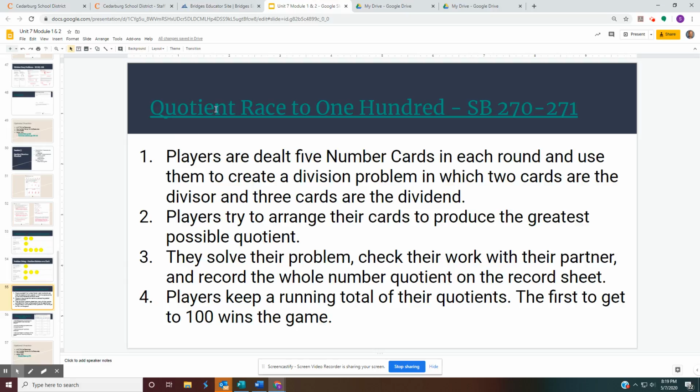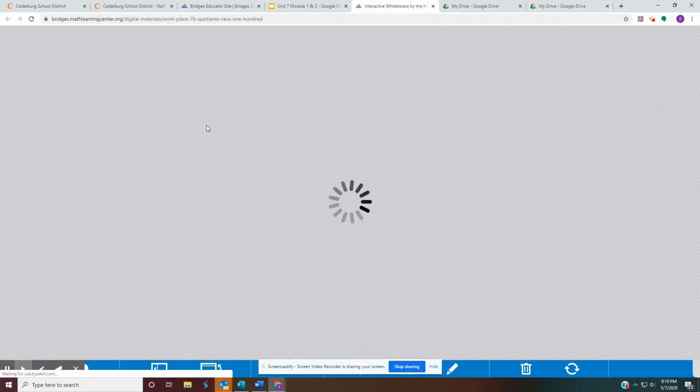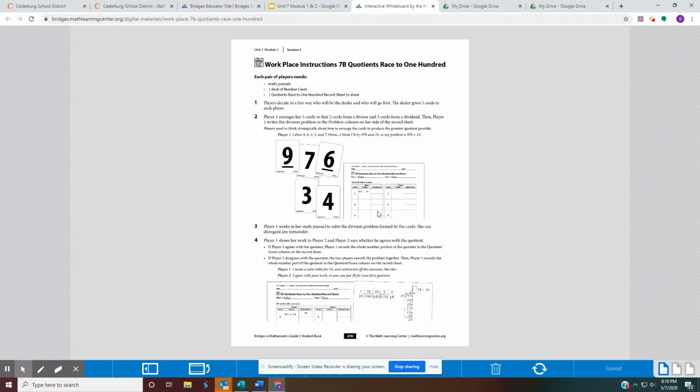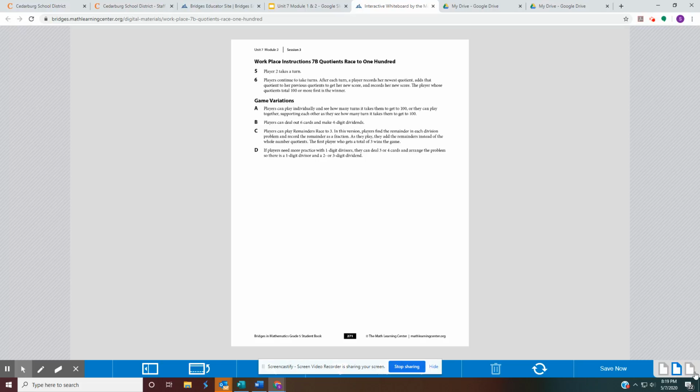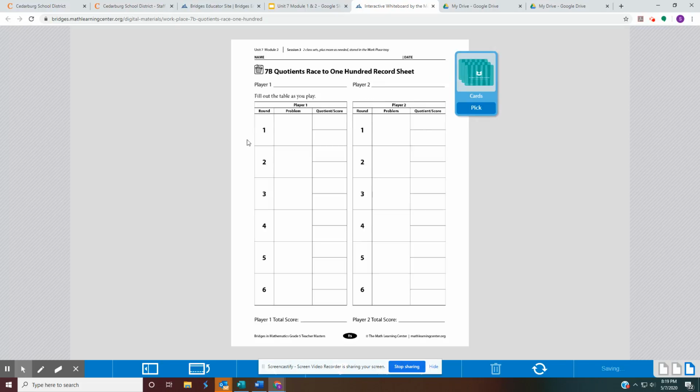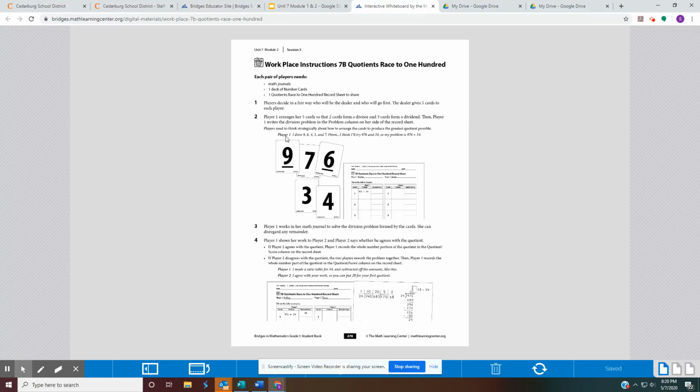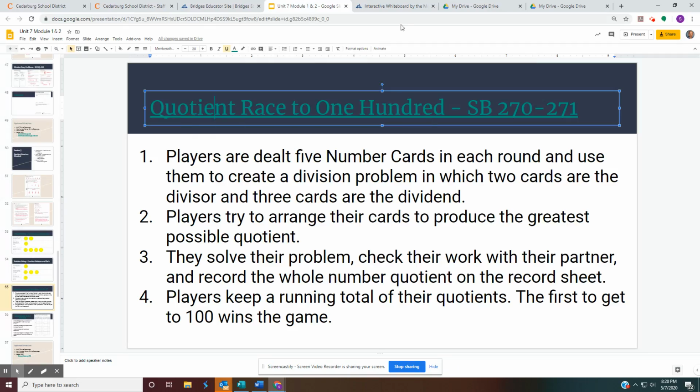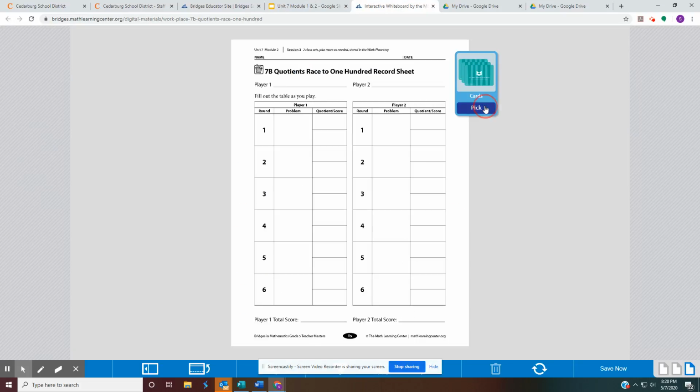All right, so I'm going to go ahead and take a look at that from our Bridges website. Very similar, right, to what we just discussed. And here's our record sheet, which will be found as a link on your assignment page. All right, so what I'm supposed to do, right? Let's go back here. I'm supposed to pick 5 cards so that 2 cards go for my divisor and 3 go to my dividend. So if I'm going to go to the game, I got to pick 5 cards.